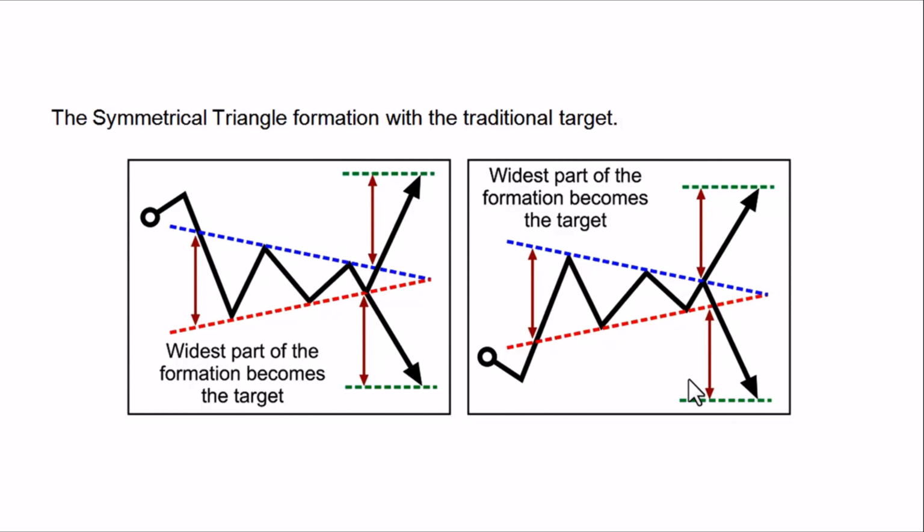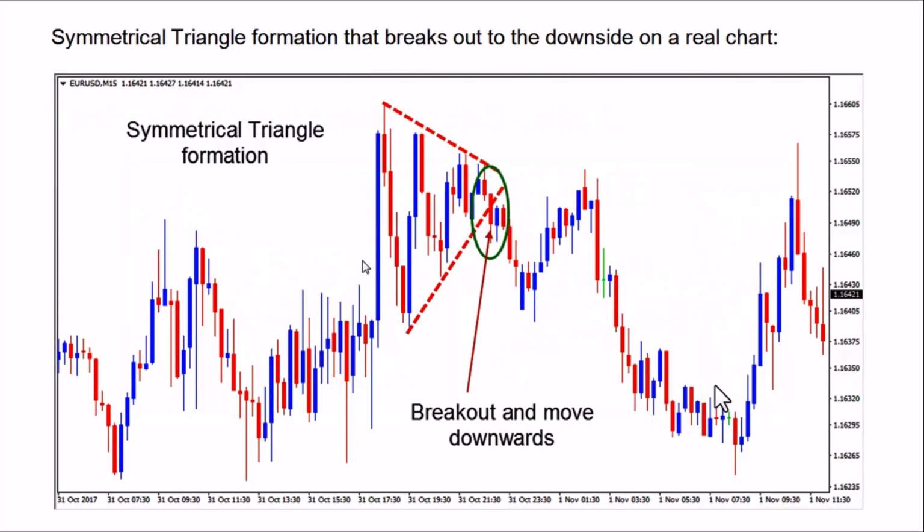So it's a high probability, and that's why we call this symmetrical triangular formation a neutral pattern, because it can break out in any direction, right? So let's take a look at this on an actual chart. Okay, now this is a symmetrical triangular formation. Breakout to what? To the downside.